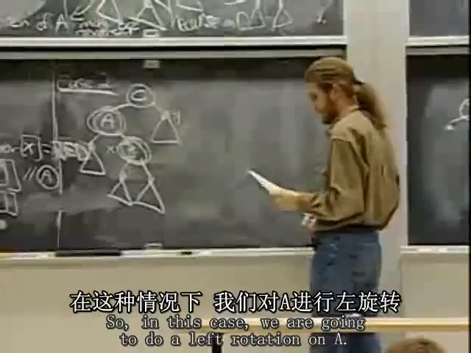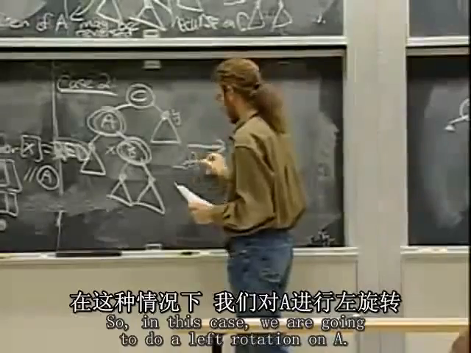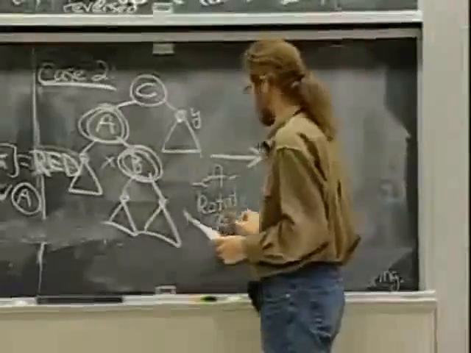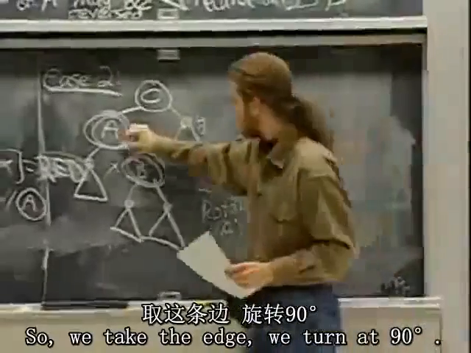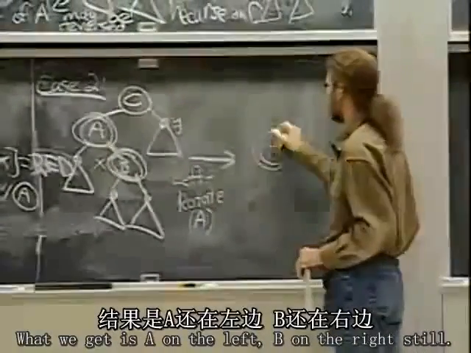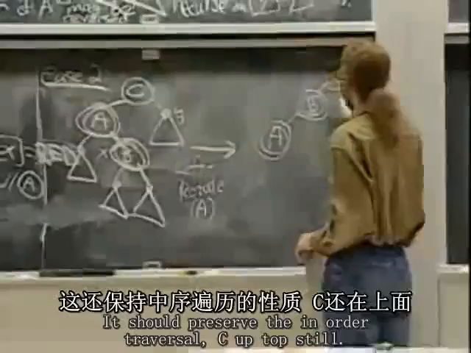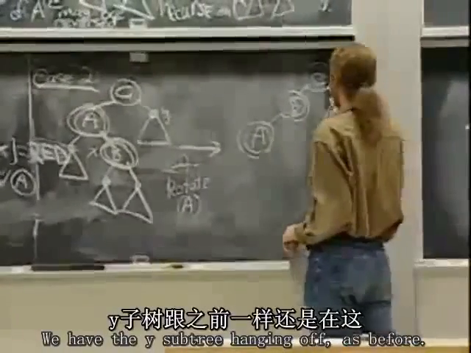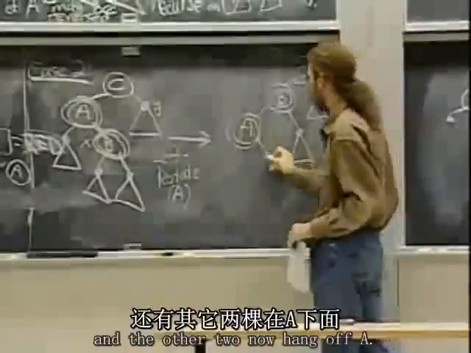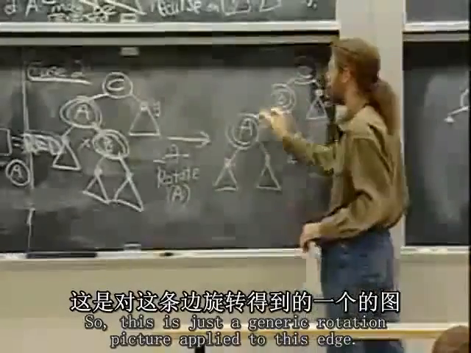Okay. So in this case, we're going to do a left rotation on A. So we take this edge, we turn it 90 degrees. What we get is A on the left, B on the right still. Should preserve the in-order traversal. C up top still. We have the Y subtree hanging off as before. We have one of the other 3 subtrees hanging off B, and the other 2 now hang off A. So this was just a generic rotation picture applied to this edge.